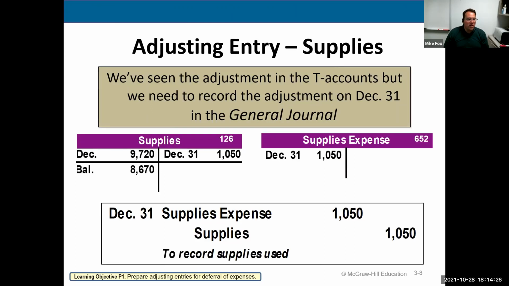So that entry, once we figure out how much we've used up, is going to look like this: a debit to the expense and a credit to the asset. So again, these prepaid or deferred expenses, the adjusting entry always looks the same: a debit to the expense, a credit to the asset each time.